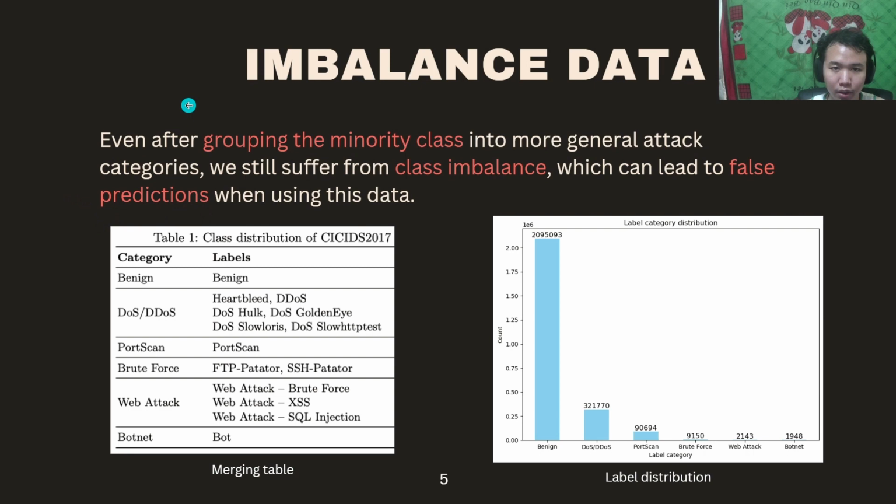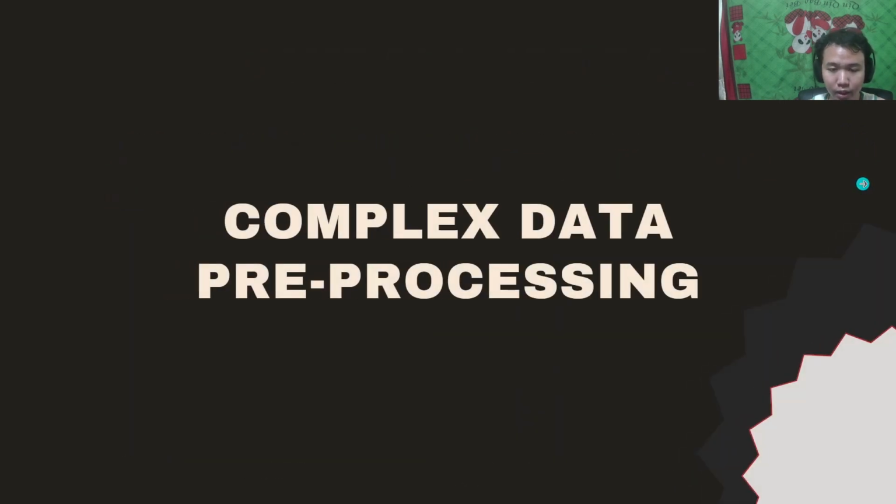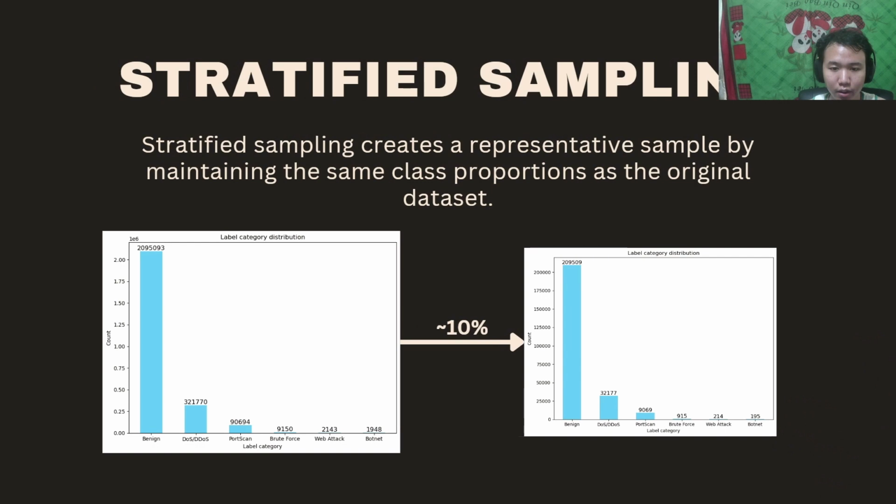Here we encounter a problem: the data has an imbalanced class distribution, even after we grouped the minority classes, which could lead to false predictions. So, on to our pre-processing. We use a sampling technique called stratified sampling, which will retain the original percentage of each class of the data.